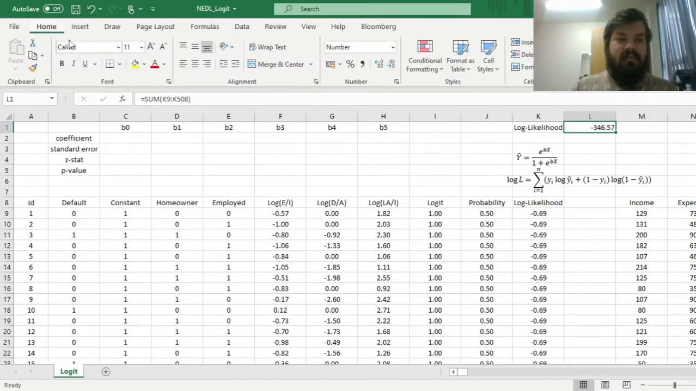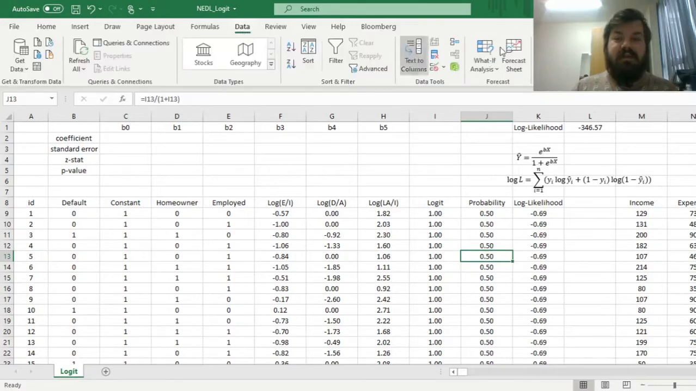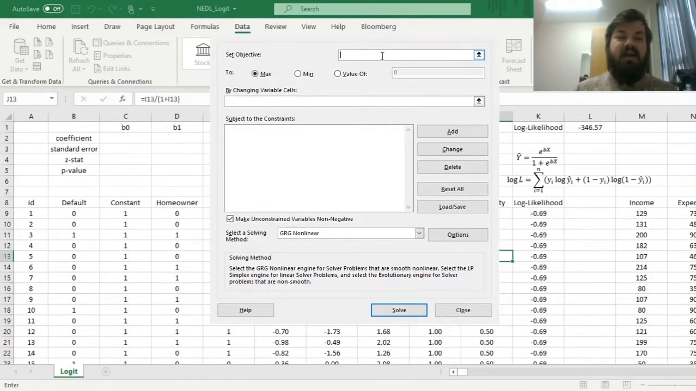And now we can maximize our log likelihood by varying the coefficient parameters. This can be done using Solver, so we can go to Data, Solver and specify our optimization task. So we want to maximize the value of log likelihood, currently at cell L1.